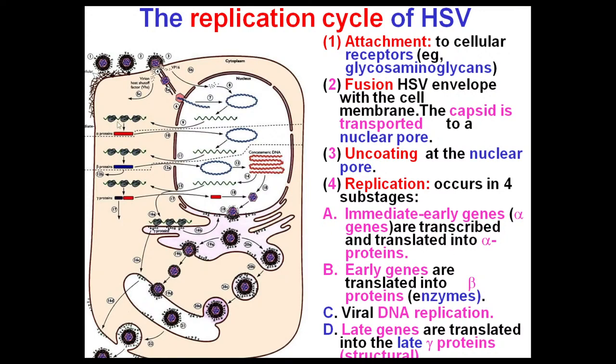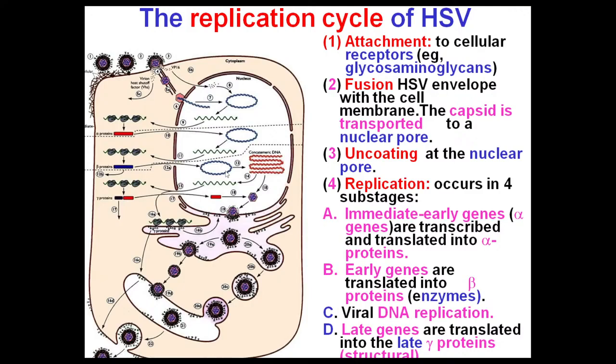Those alpha proteins will be then, take a look, taken into the nucleus. Why? Because their function is to upregulate the transcription and translation of the next portion of the viral genes. So after this, the early genes are transcribed into RNA, and this second RNA will be again transported to the cytoplasm, and the second portion of the proteins, called beta proteins or early proteins, will be produced, and then mostly transported back into the nucleus.